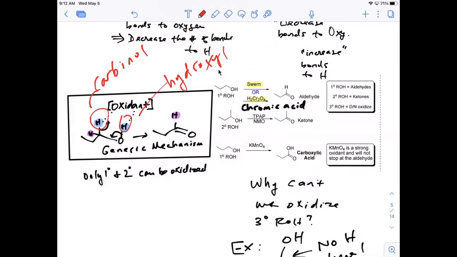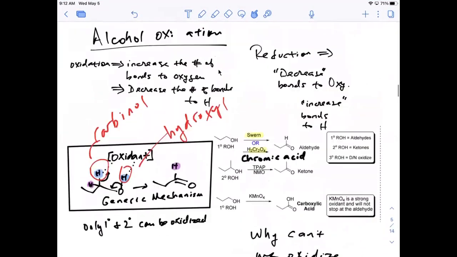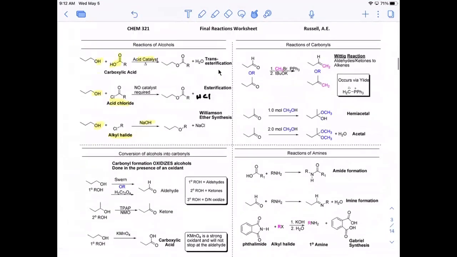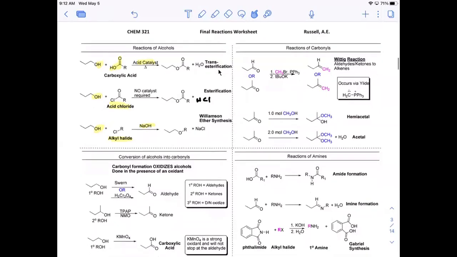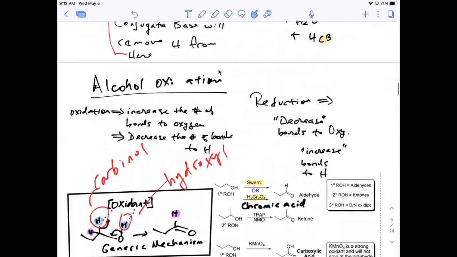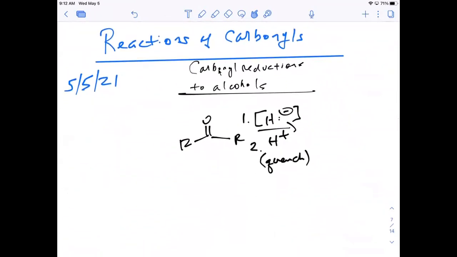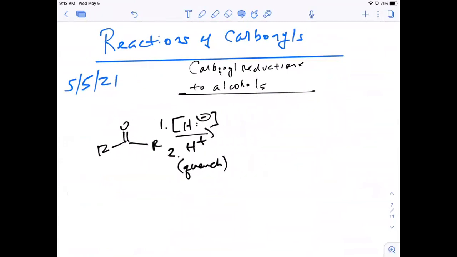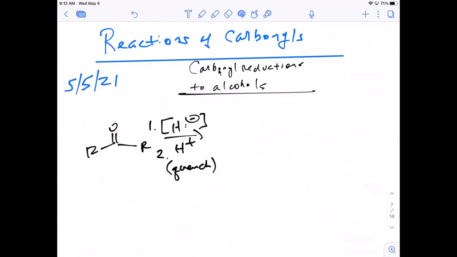All right. Before we start talking about the next quadrant in the handout, which is dealing with reactions of carbonyls, we're going to talk about the Vedic reaction today. But before we do that, I want to talk about reduction because it's a logical place to talk about this, since it's kind of like the reverse of oxidation. So carbonyl reduction is the addition of hydrogen, right?